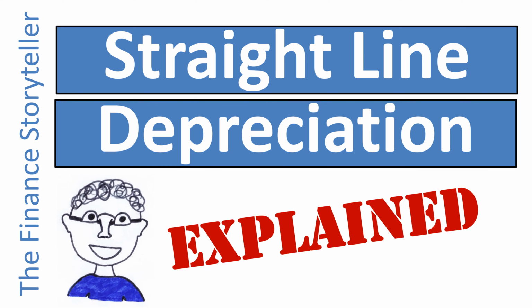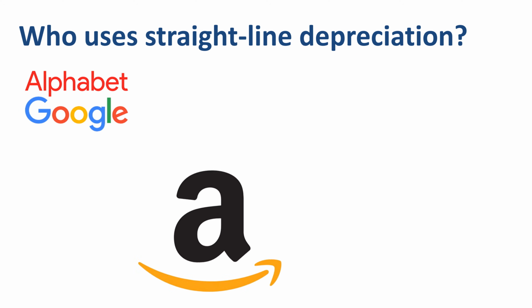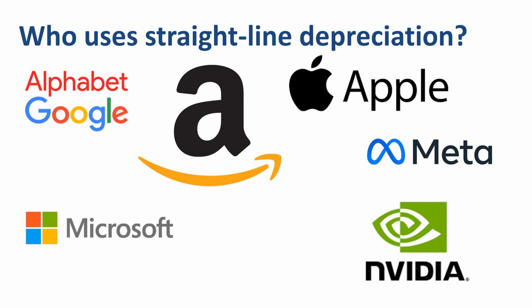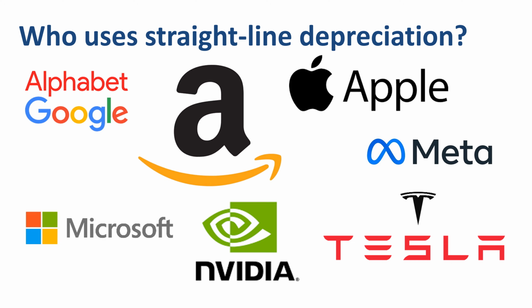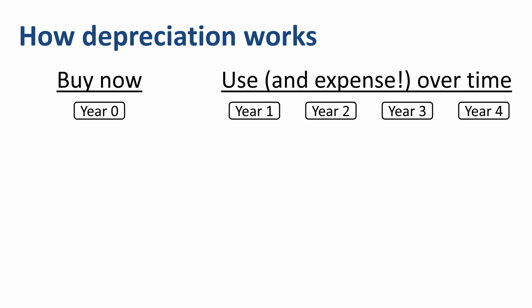Straight line depreciation is a tried and tested method, which is used by some of the largest companies in the world, as well as your neighborhood grocery store. A short definition of depreciation is the decrease in value of a tangible asset over time. The main idea of depreciation: buy a tangible asset, like a machine, now, then use and expense it over time.